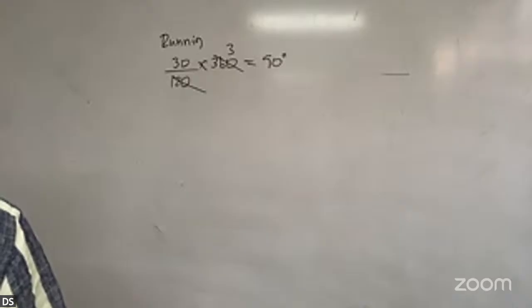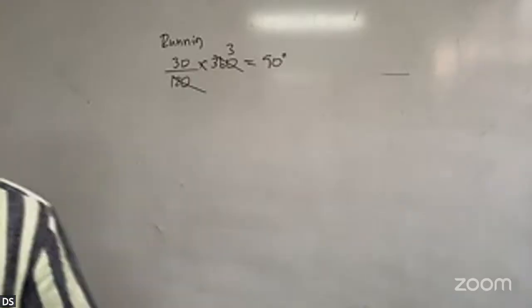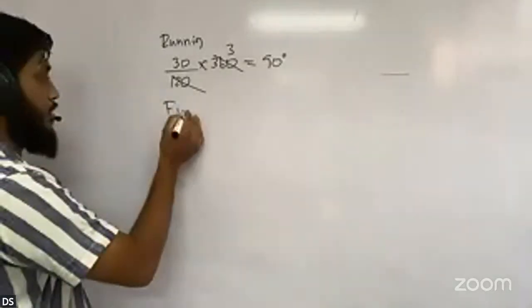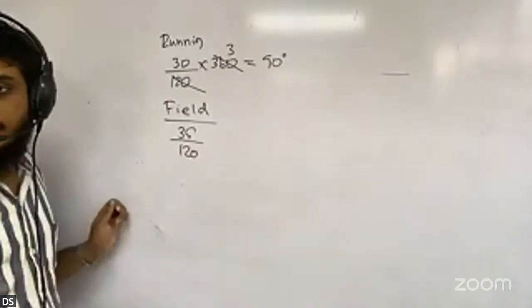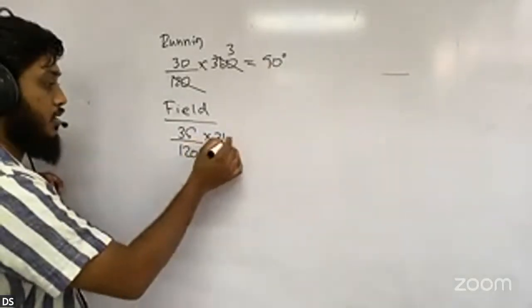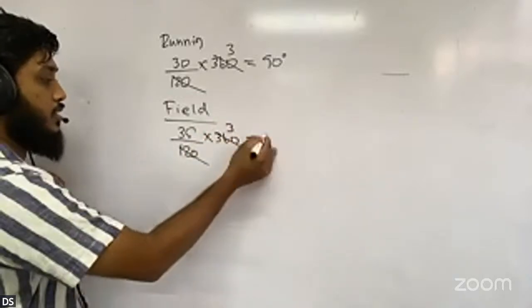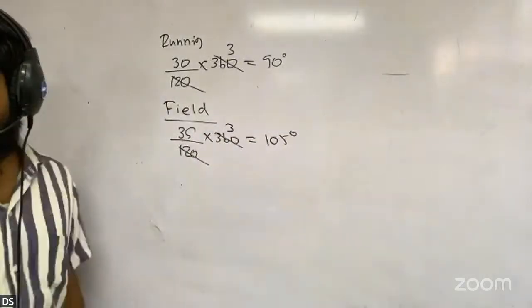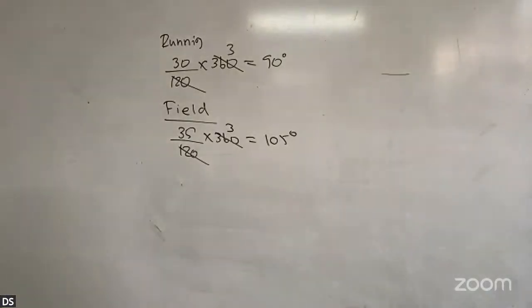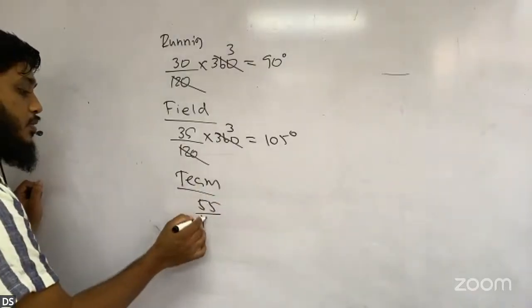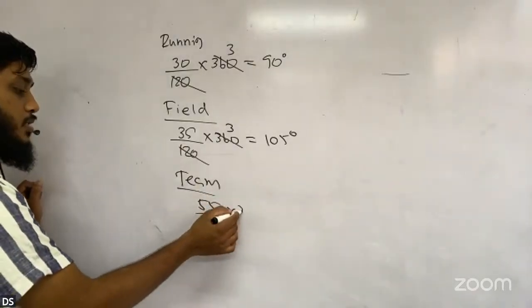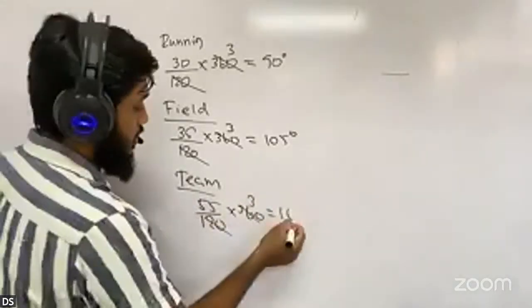Next one is field games. How to find the field games? There are 35 people out of 120 people. If you want to see the angle, multiply by 360. 120 and 360 is 3. 35 into 3 is how much? 105 degrees. Running games, field games, and the other one is team games. Team has 55 people out of 120. Multiply by 360. 120 and 360 is 3. We get 165 degrees.